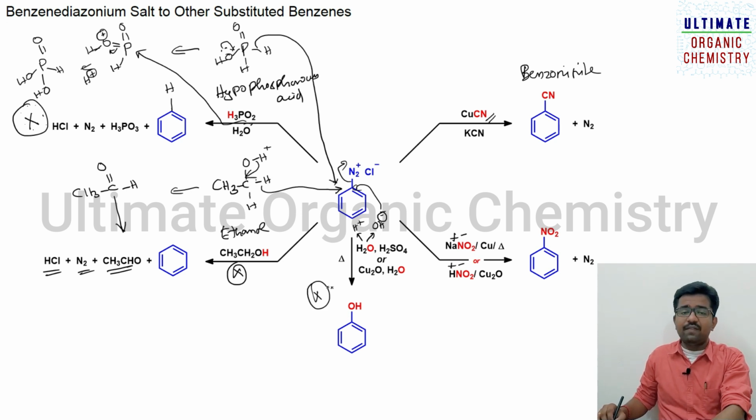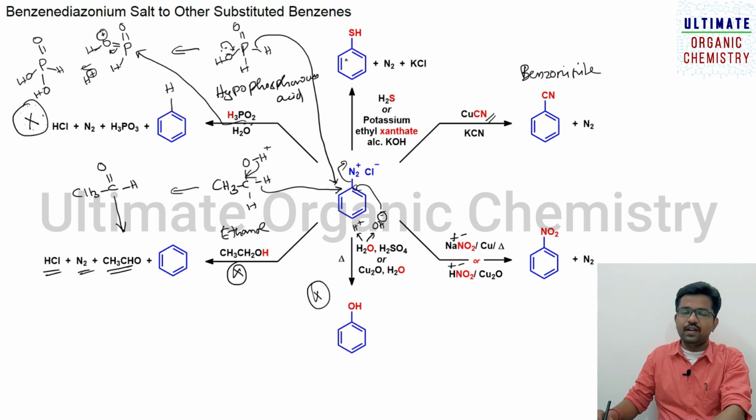We have another example: when benzene diazonium chloride is treated with H2S as a reagent, or potassium ethyl xanthate in the presence of alcoholic KOH, it will lead to the formation of thiophenol. How is this reaction taking place? This H2S can split into H plus and SH minus. This HS minus will be attacking here, and it will lead to the formation of thiophenol.